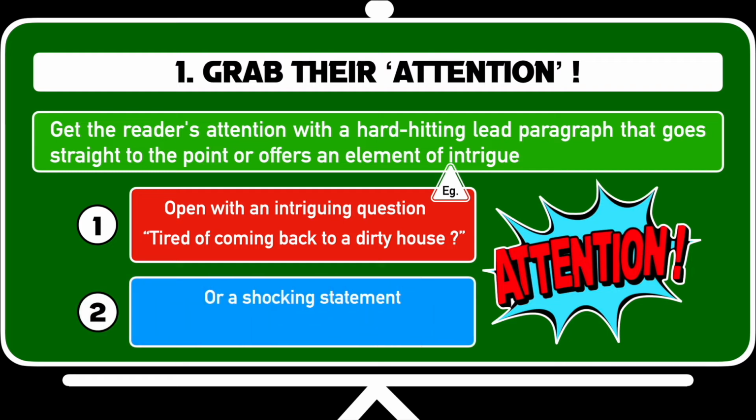Or the second way is to start your letter with a shocking statement, the difference being that the question ends with a question mark, whereas the statement ends with a full stop. So here is an example of a shocking statement. "I'm writing to you about your husband." There is no married woman on this earth who would refuse to read a letter which starts with a sentence like this because everyone would like to know what their husbands are up to.